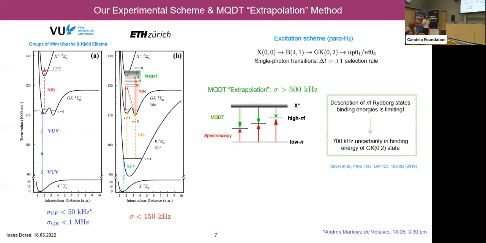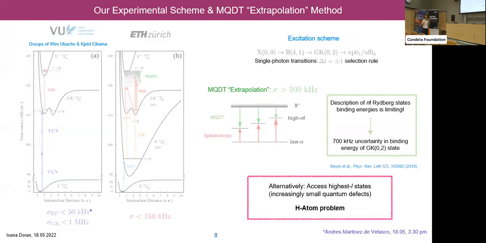And currently, so in the last published result for this dissociation, for this binding energy, the uncertainty was a few hundreds of kilohertz, and this was limited by the MQDT. So the bottleneck at that point was the MQDT extrapolation, which had a 500 kilohertz uncertainty. And we've heard earlier that there are improvements in this direction. So this is now maybe just on the order of 200-300 kilohertz uncertainty. Still, in order to decrease this further, we propose an alternative strategy.